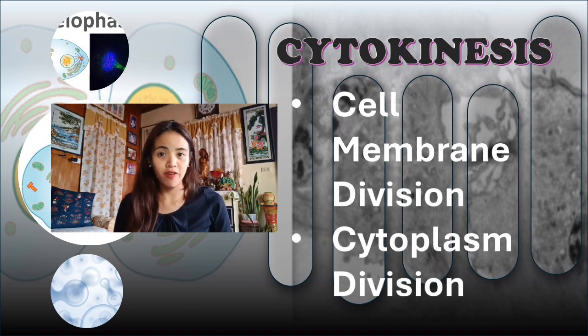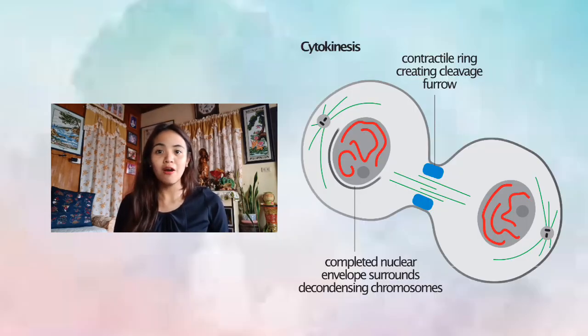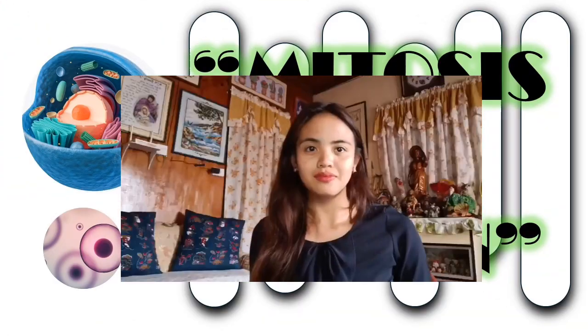Cytokinesis is the final part of the mitosis phase. What do you think happens here? What can you observe based on the illustration above? What happens here is that there is a division of the cell membrane and division of the cytoplasm. Now, we have two daughter cells.